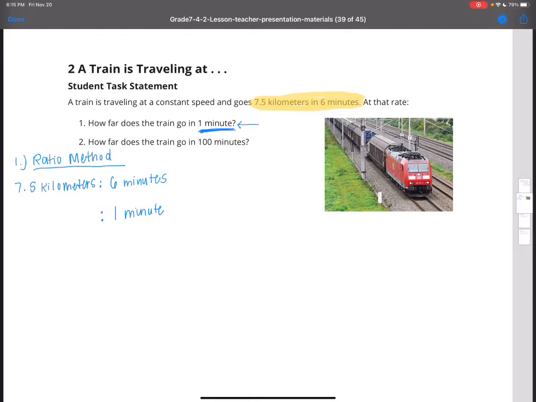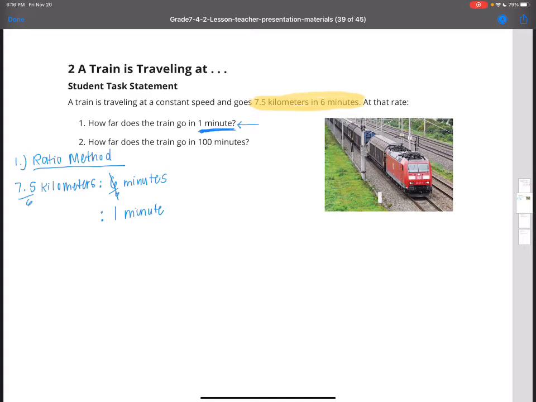So then I asked my students, which side is it telling us that it wants to go to 1? Does minutes need to go to 1? Or does kilometers need to go to 1? Obviously, minutes need to go to 1. So I'm going to divide both sides by 6. When I do that, 6 divided by 6 is equivalent to 1 minute.